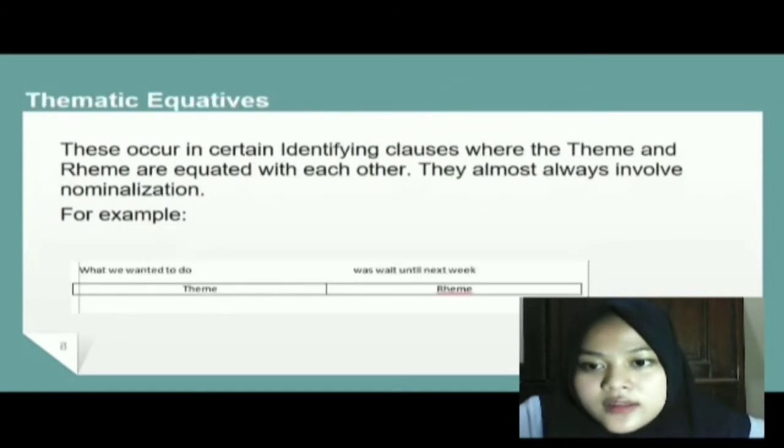Next, thematic equatives. These occur in certain identifying clauses where the theme and rheme are equated with each other. They almost always involve nominalization. For example, what we wanted to do as a theme was wait until next week as a rheme.